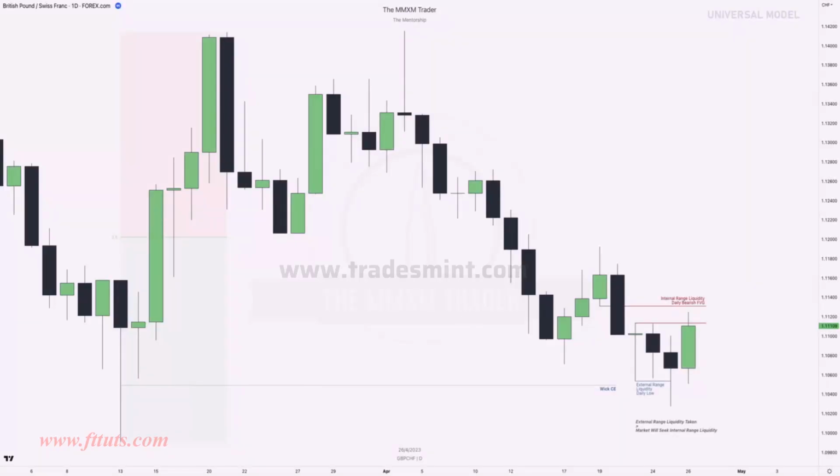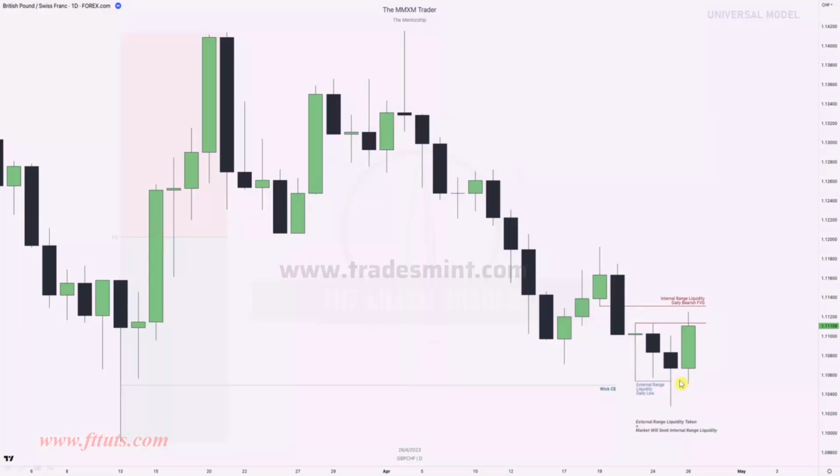Now we're going to do some more additional examples so we can outline even better how this forms and all the time frame alignment with this universal model. We've got a British pound Swiss franc daily chart. We go from external to internal. This is our long-term perspective, the why we should go there. This is where we start off.